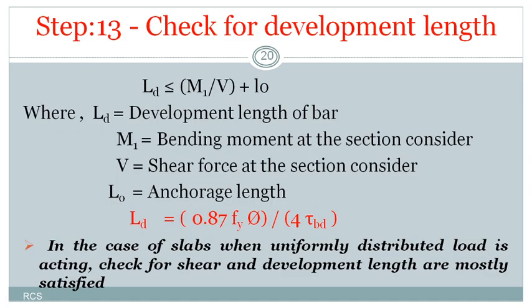Then we go for checking the development length. You know how to calculate development length and check it. Ld should be less than or equal to M1 by V plus L0, where L0 is the anchorage length, Vu is the factored shear force, and M1 is the bending moment at the section considered. And Ld can be calculated by 0.87 fy into phi by 4 tau bd. Here tau bd is the bond stress, fy is the yield strength, and phi is the diameter of the bar used. So after calculating Ld, the calculated Ld must be less than this factor, that is M1 by V plus L0. Then we can say our slab is safe against development length.